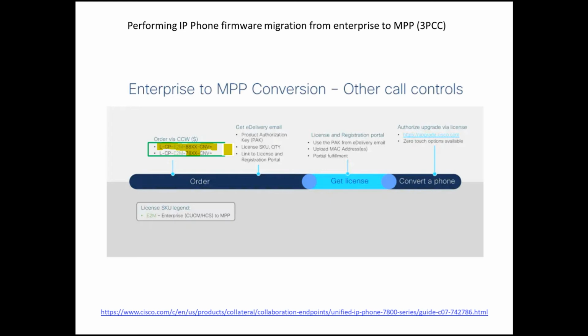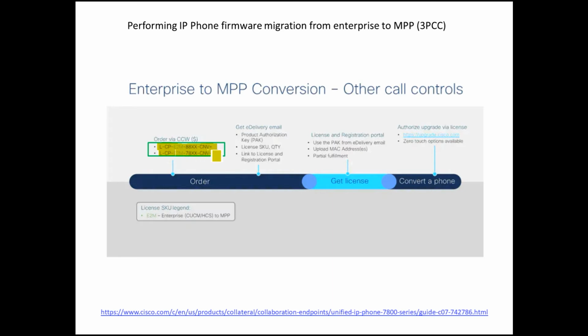And likewise, if we have a 7800 series phone, we're trying to migrate from Enterprise to MPP, it would be L-CP-2EM-78XX-CNV equal symbol.